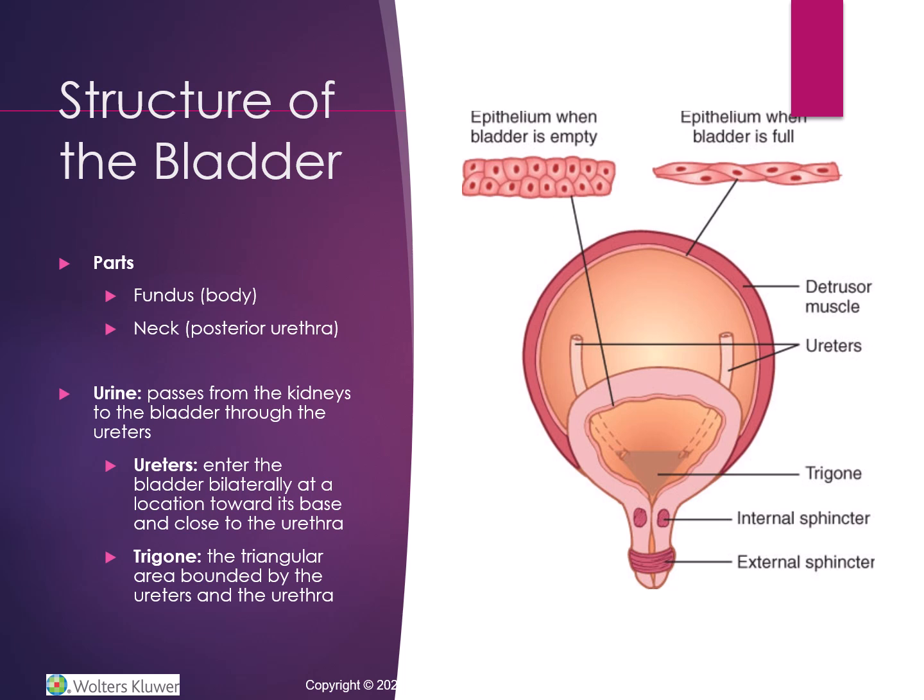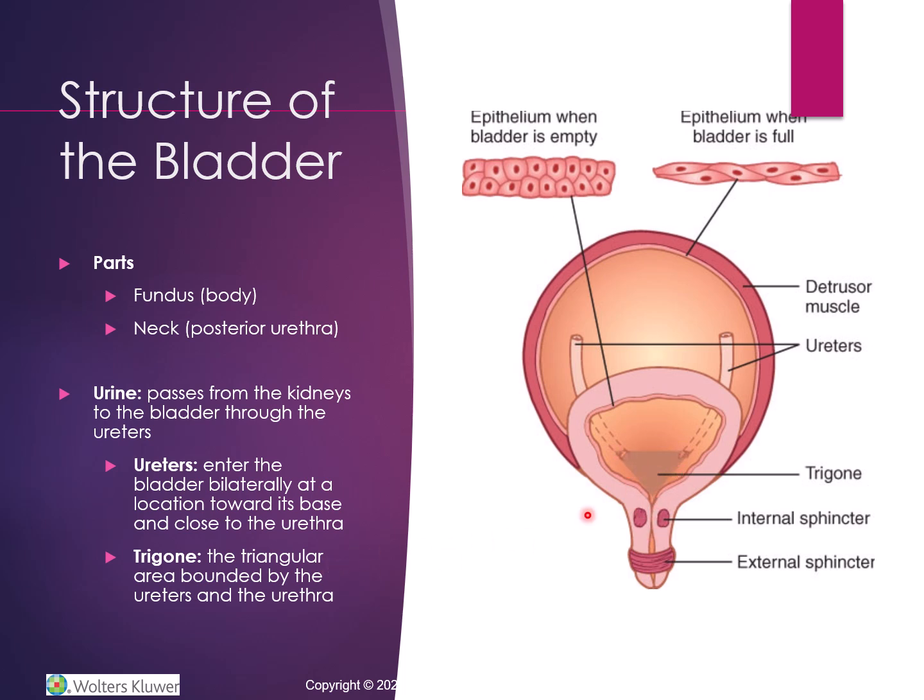So urine passes from the kidneys to the bladder through the ureters. So here are your ureters right here, and they're connected to your kidneys. The ureters then enter the bladder bilaterally, so on both sides, at a location near the base of the bladder and close to the urethra. You can see in the dotted lines here that the ureters actually pass behind the bladder and empty lower, near where the urethra empties out. So all of those things are relatively close together.